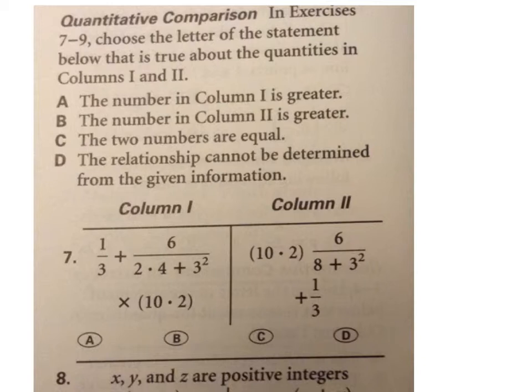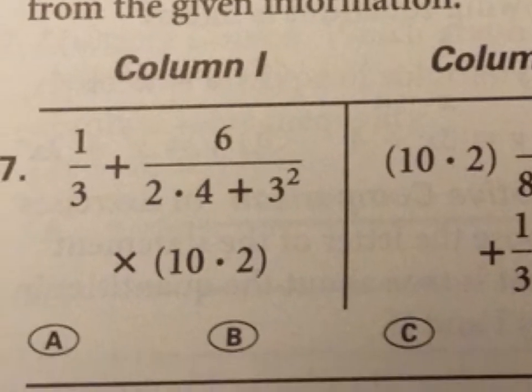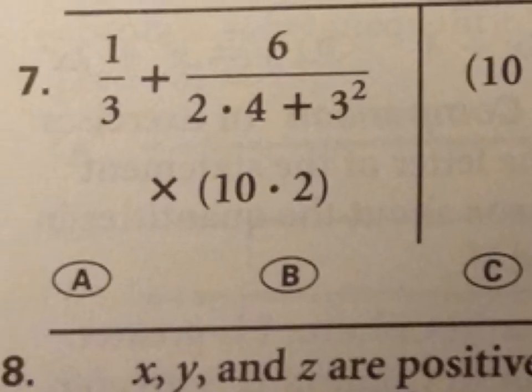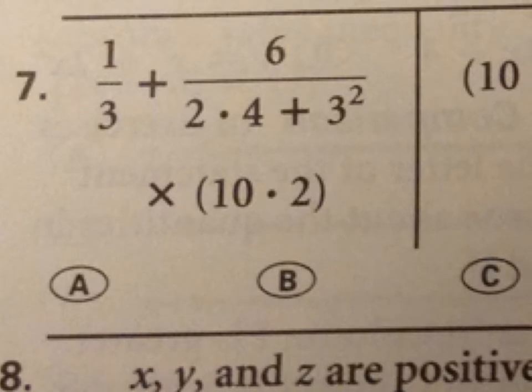Choose the letter of the statement below that is true about the quantities in column 1 and 2. And there are your 4 choices, A, B, C, D. Now we're going to look at this one first, over here. And this is all one problem. So we'll simplify it a little bit. We'll leave this the way it is.